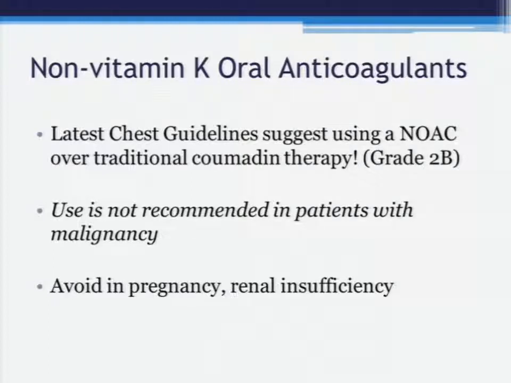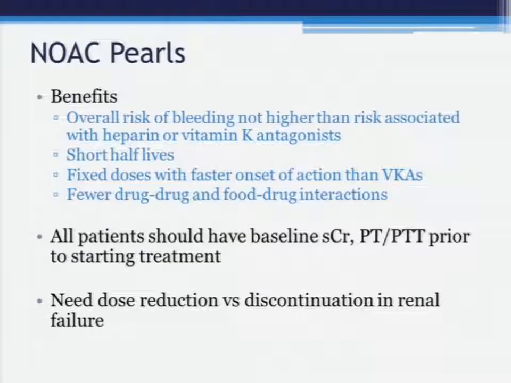The latest chest guidelines suggest using a NOAC over traditional therapy. Now, it's a grade 2B recommendation, likely because they haven't been around that long, so there is a lack of long-term safety data available. So you can think of grade 2B, there's ways to look at the letter and the number, but think of it as being a moderate evidence-based support of using a NOAC over traditional therapy. The thing to recall is that it's not recommended to be used in patients with malignancy. Patients with malignancy who have a clot get Lovenox. You want to avoid it in pregnancy and also in renal insufficiency. So the pearls with NOACs are that the overall bleeding risk is not actually higher than when it was compared with warfarin or vitamin K antagonists.